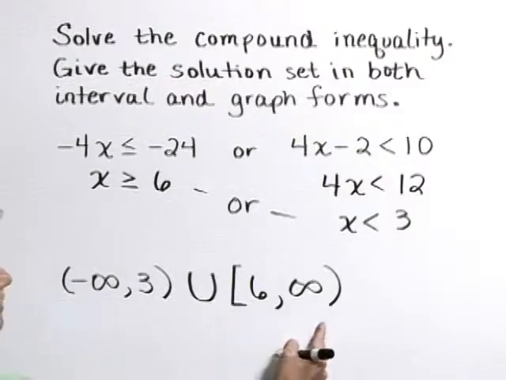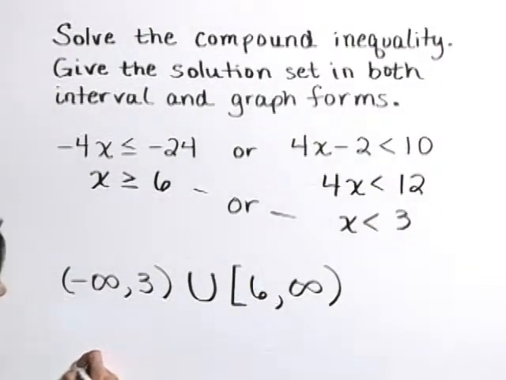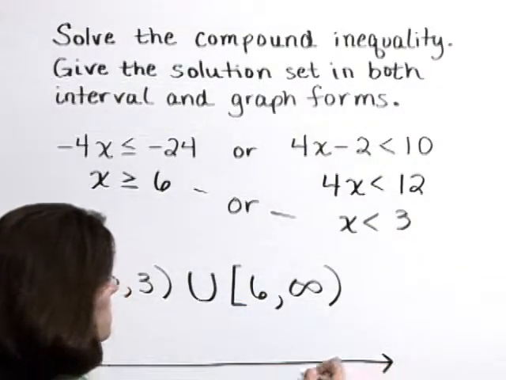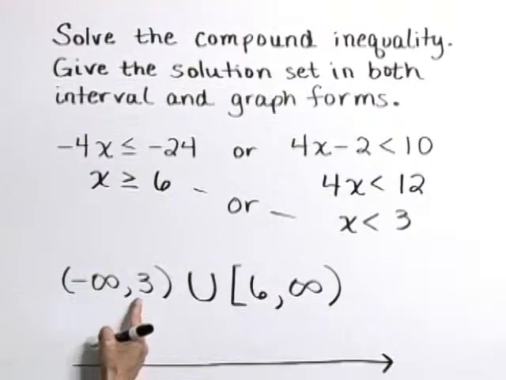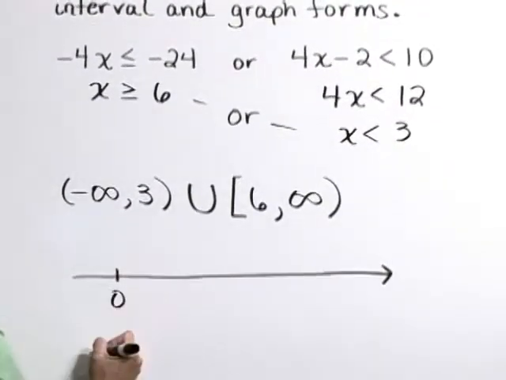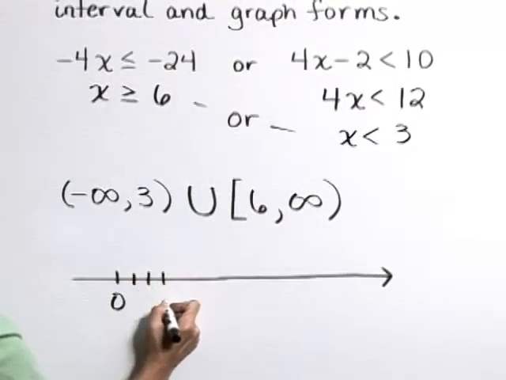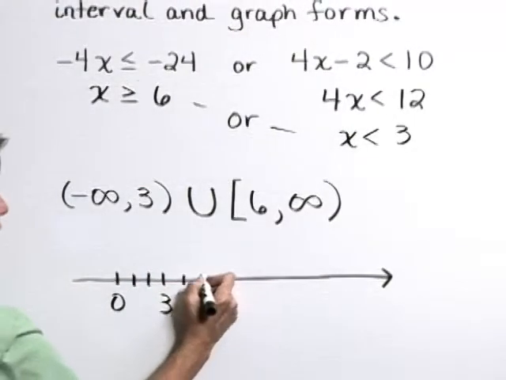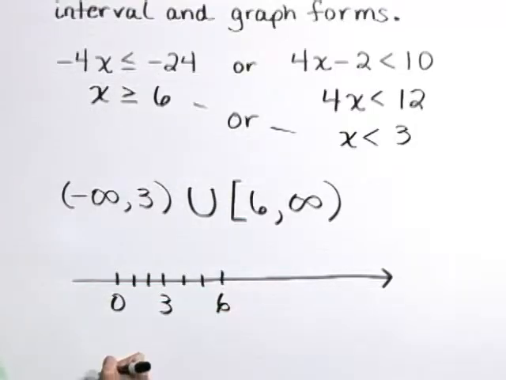Lastly, let's go ahead and graph this solution as well. I want to locate the numbers 3 and 6 on this number line graph. Let's start at 0. 1, 2, 3, 4, 5, 6.